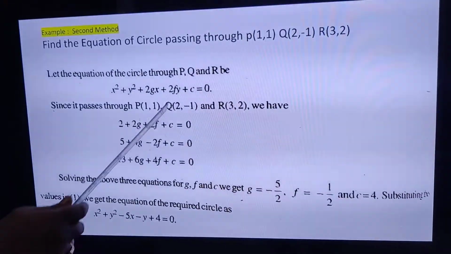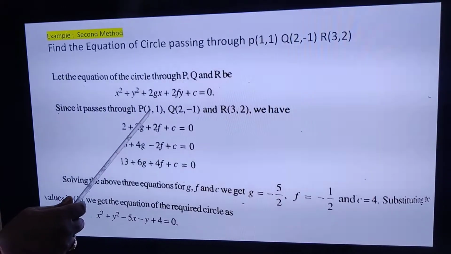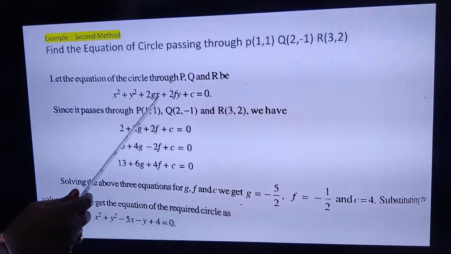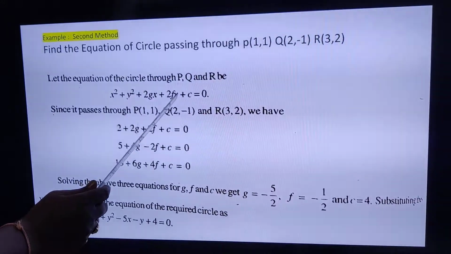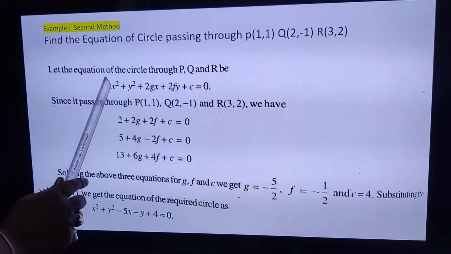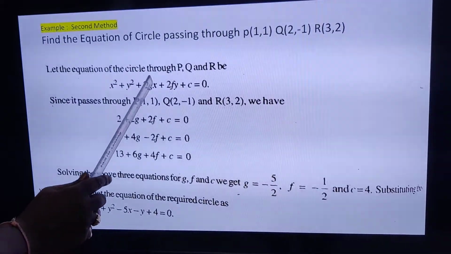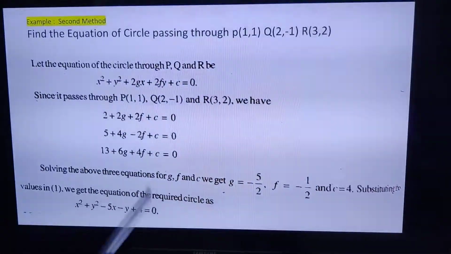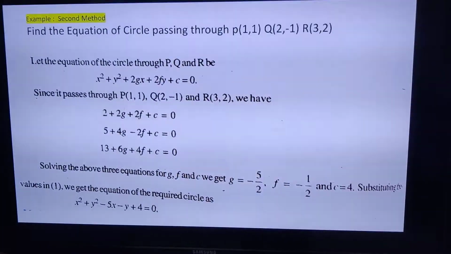Substituting these three points, first substituting P(1, 1), we get this equation: 1 square plus 1 square plus 2g into 1 plus 2f into 1 plus c is equal to 0. 1 square plus 1 square becomes 2. 2g into 1 becomes 2g, 2f into 1 becomes 2f, plus c is equal to 0. We get the first equation.